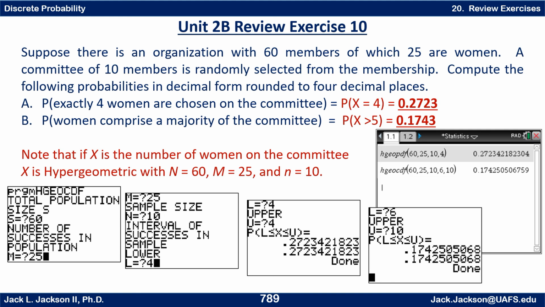Find the probability that women comprise a majority. Well, what's a majority? It's anything above 50%. 50% of the committee, 50% of 10 is 5, so it has to be greater than 5. So that's actually the same thing. The first 2 screens are the same, but for lower you put in 6 and upper you put in 10. And you get 0.1743. This is how you do it on the Inspire. Okay, let's stop there. We'll do another 5 in our last video for this section.